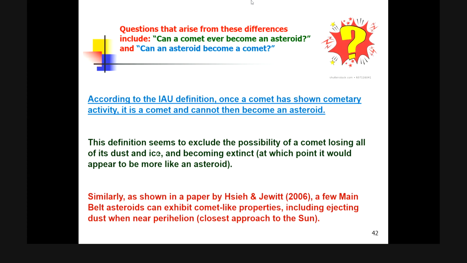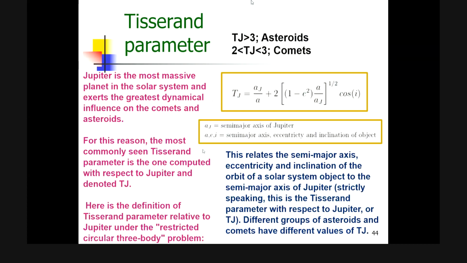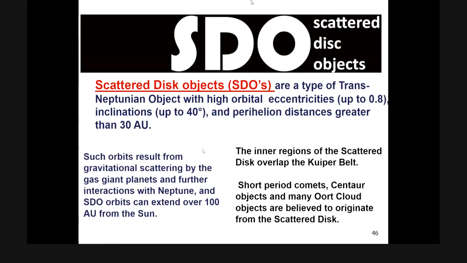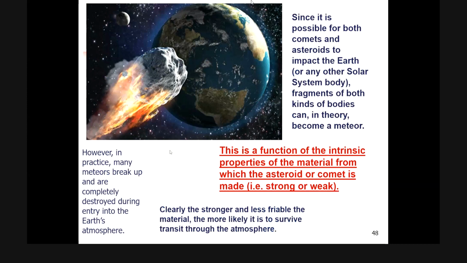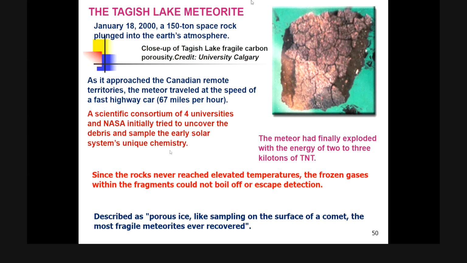So these are some of the questions that we had dealt with, but let's not stick on that. We need to do a quick recap, other things as well. Right, there's scattered disk objects, trans-Neptunian objects. We have dealt with those. Some examples of these scattered disk objects, for example Eris, I had shown you. Let's move on to some of the topics. Right, I'd shown you this example of the Tagish Lake meteorite, this case study we had considered, where many scientists believe that these meteorites could actually have a cometary origin, or very close resemblance to a comet.